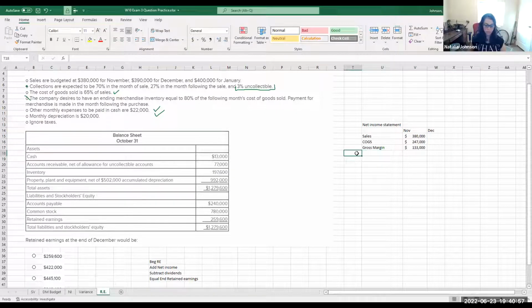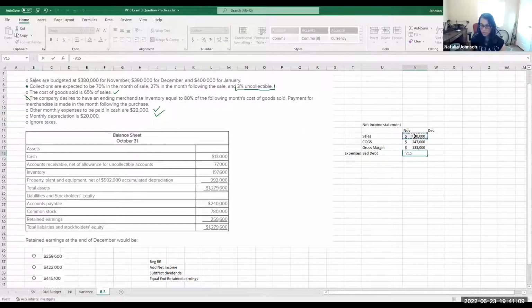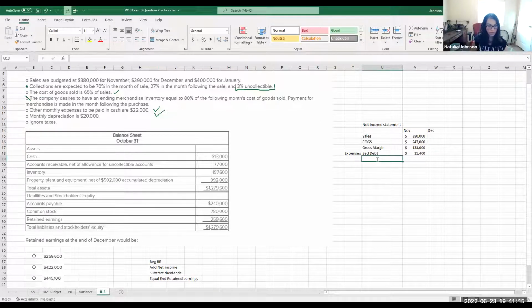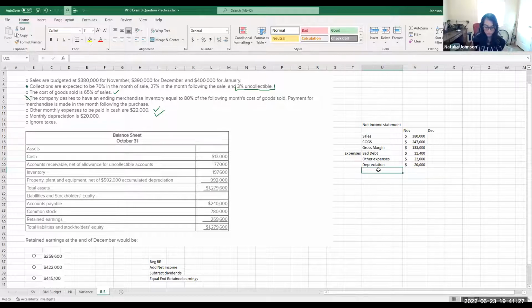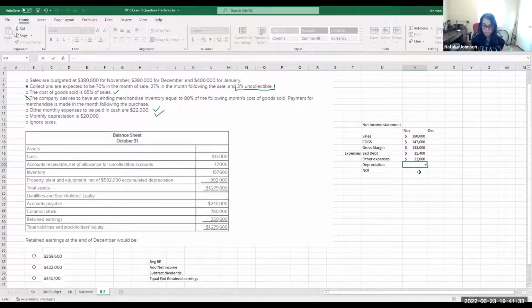Now we'll do expenses. This 3% uncollectible, the name is bad debt. So we will do 3% of sales. And now we're going to add other expenses and depreciation. So net income is the gross margin minus all these expenses.